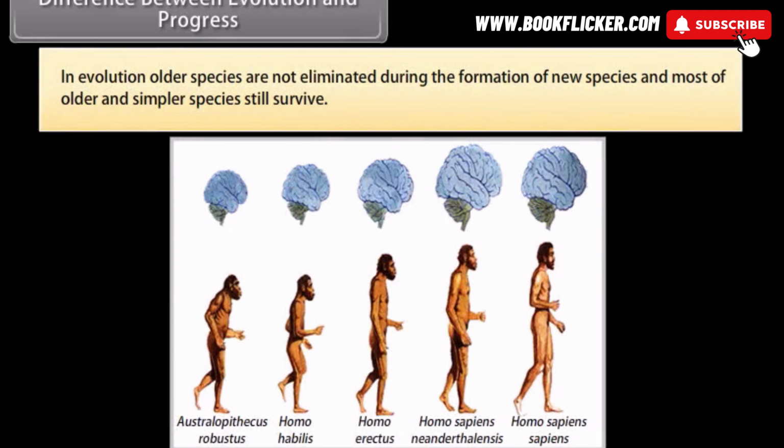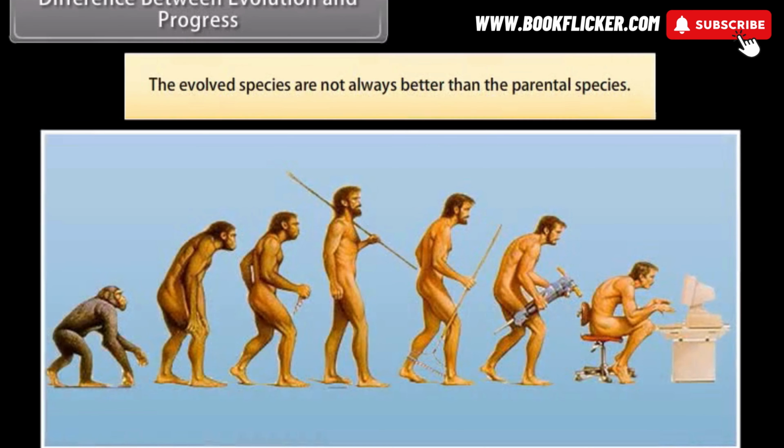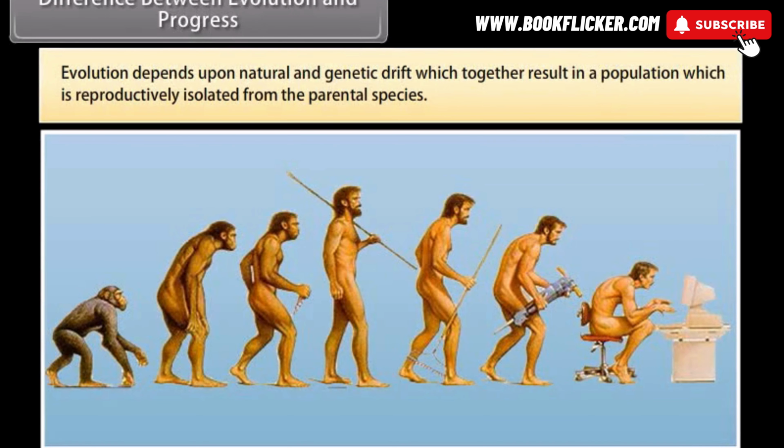Difference between evolution and progress. In evolution, older species are not eliminated during the formation of new species, and most of the older and simpler species still survive. The evolved species are not always better than the parental species. Evolution depends upon natural selection and genetic drift, which together result in a population which is reproductively isolated from the parental species.